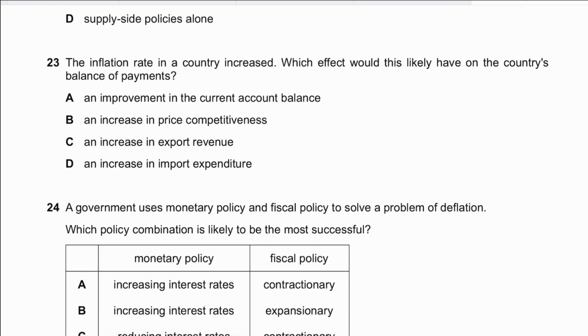Question number 23 says, if the inflation rate in a country increases, which effect would this likely have on a country's balance of payments?